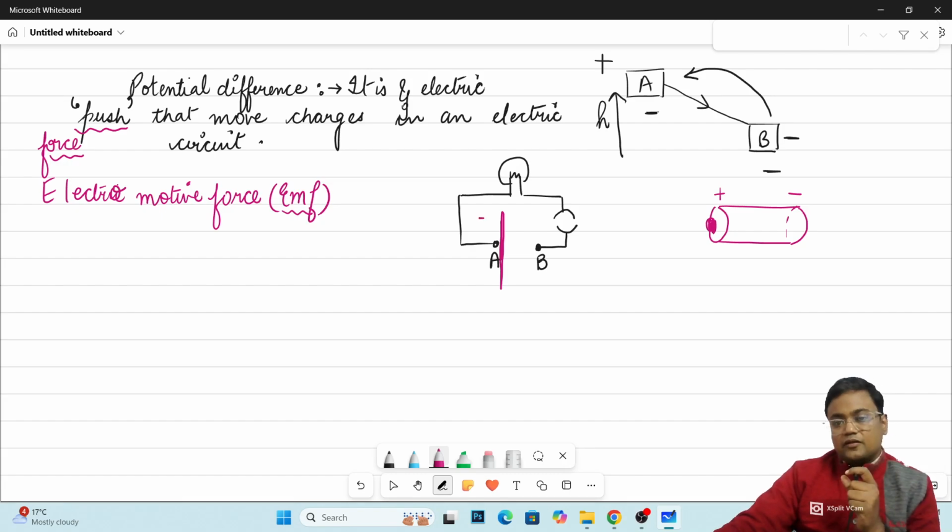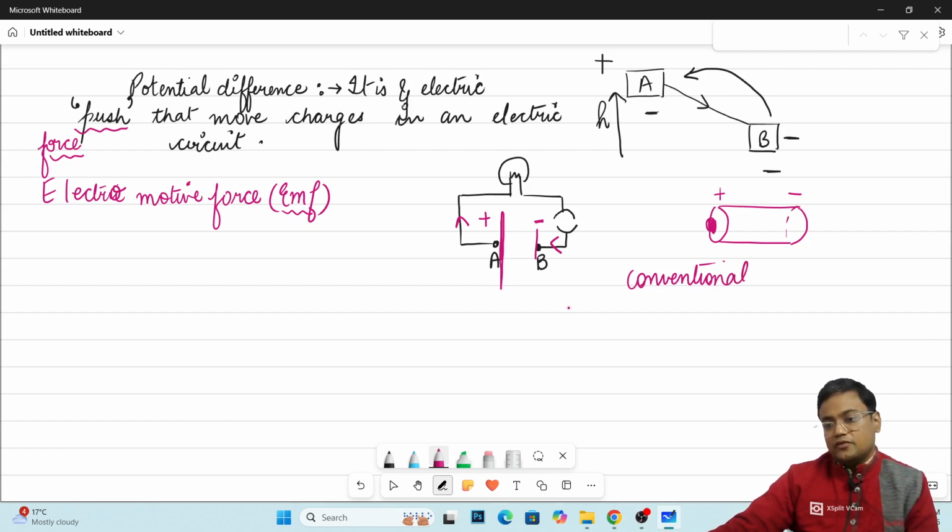So the positive terminal of the cell is taken as a bigger bar in the electric circuit in the symbolic form, and the negative terminal is understood as a smaller bar. And the conventional current, now I have used a word again, conventional, that is symbolic current, which should be represented in the circuit, is from positive of the cell to the negative of the cell. That is, the conventional current flows from positive to negative.